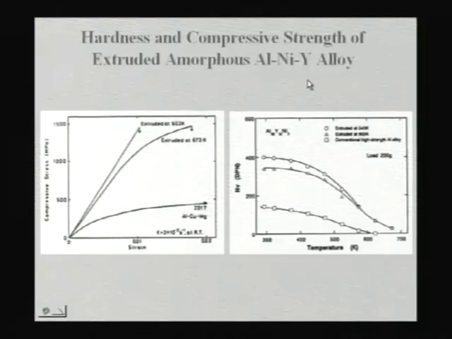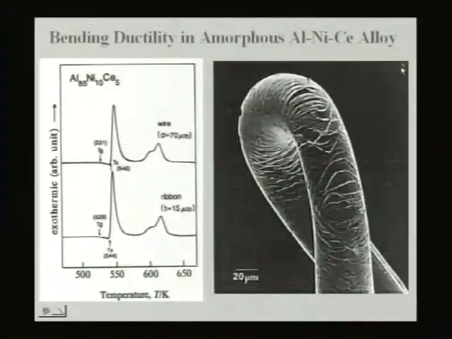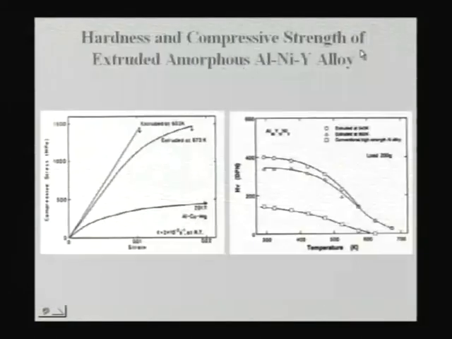But if you replace yttrium with cerium, what you can see here, aluminum nickel cerium gives you a sufficient amount of ductility. So you have to control the composition in such a way that one can have a good combination of strength and ductility. Similarly, you can also look at high temperature strength.